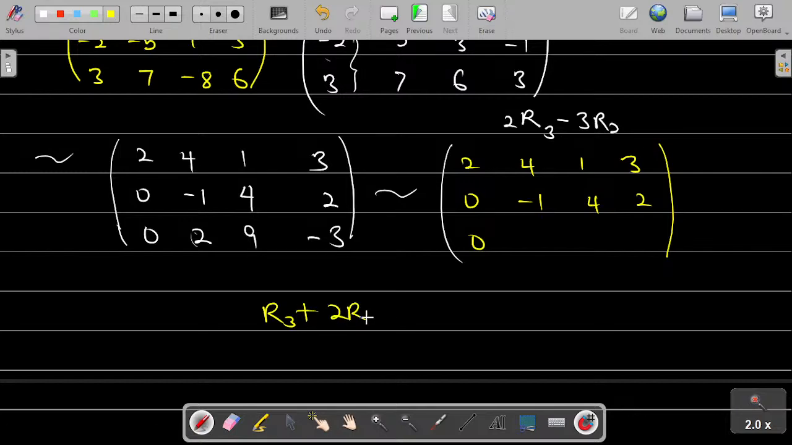So 2 times R2. Of course, 2 times this is minus 2. If you add the 2, you will get 0. Then here you have 9. 2 times this is 8. So if you add, you will get 17. And finally here you have minus 3. 2 times this is 4. When you add, you will get 1.